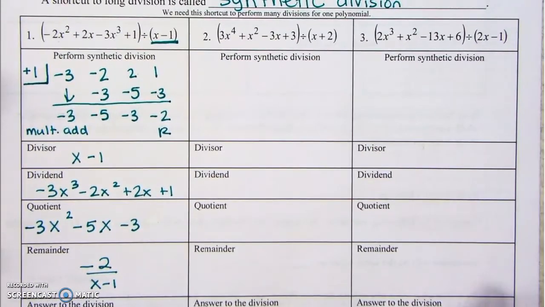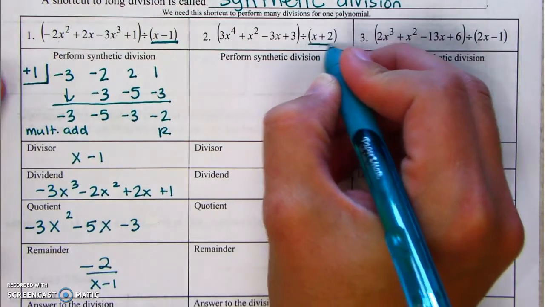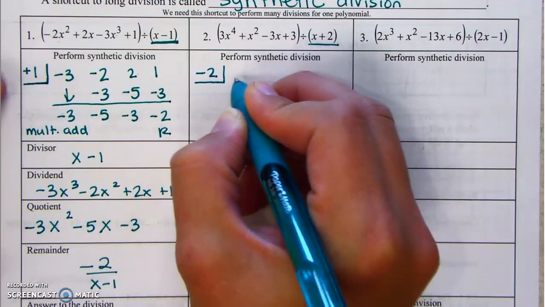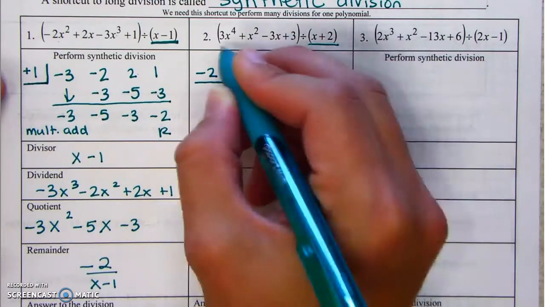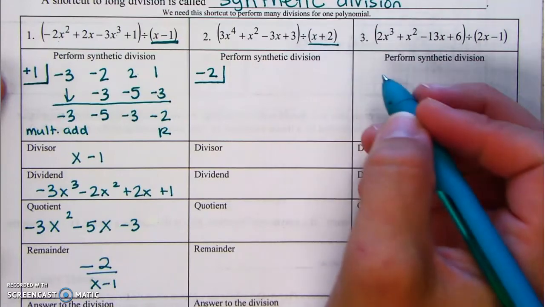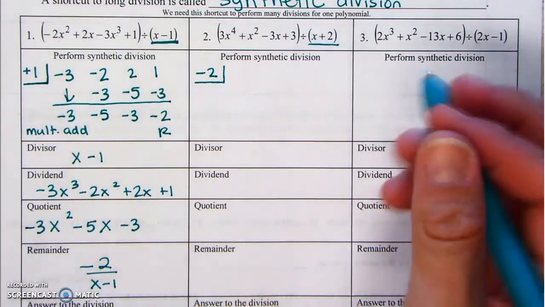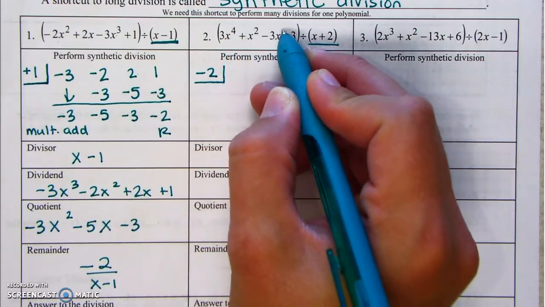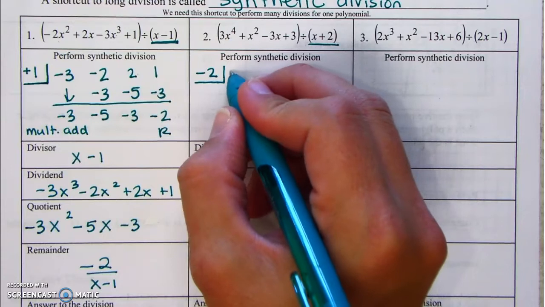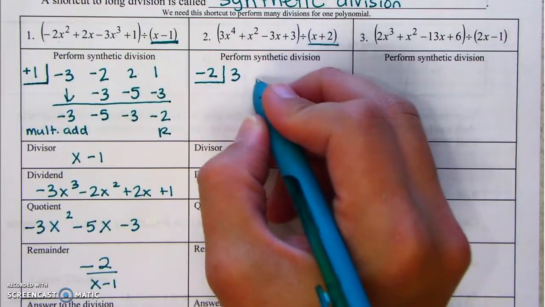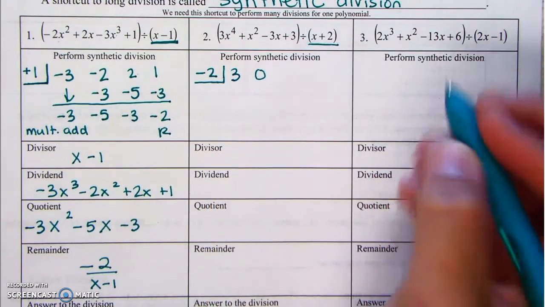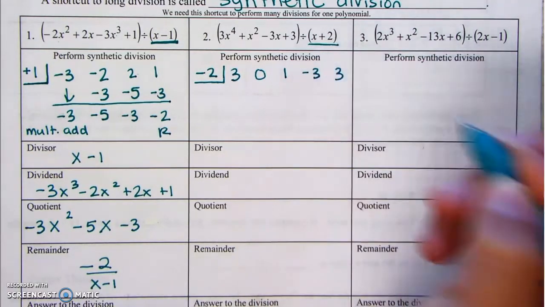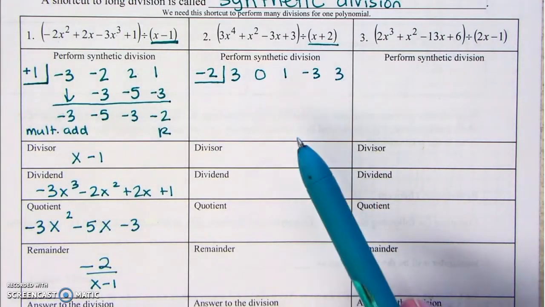So, what do we do first? We find the 0. If it says x plus 2, then the 0 is -2. And we're going to put the coefficients, the number in front, in order. And if we're missing something, we have to put a 0. Is this in order? 4, 3, 2, 1, 0. What's the coefficient of x cubed? 0. So if you're missing a term, you have to put a 0. 1, minus 3, 3.